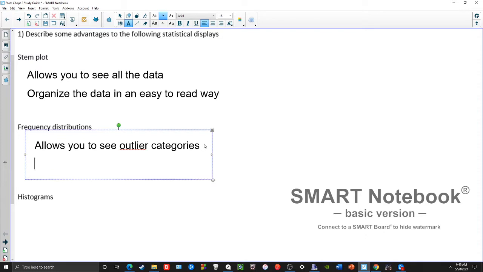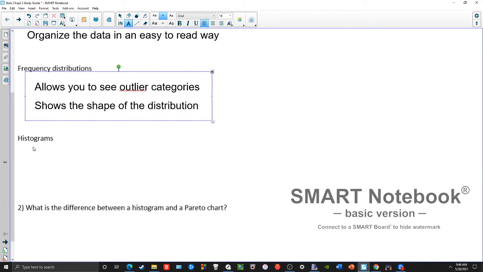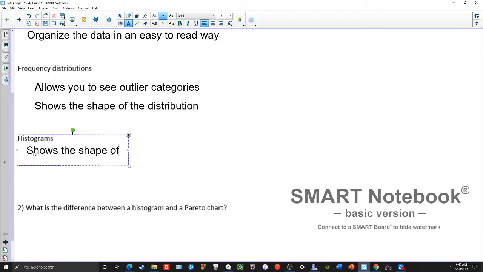And then one other thing about frequency distributions is that it shows the shape of the distribution. So you can see whether you're skewed on the high end, you're skewed on the low end, or if you have most of your stuff around the middle. A frequency distribution allows you to see where the bulk of your data is. So again, it shows you the shape, which is also true for histograms as well. You could say for histograms that it also shows the shape of the distribution.